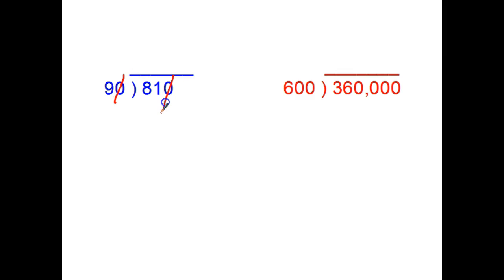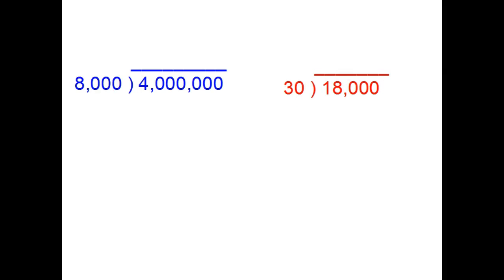1 zero inside, 1 zero outside. How many 9s in 81? What times 9 equals 81? Just a 9. Here's one where we're going to get a little trickier. 2 zeros on the outside, 2 zeros on the inside. Now, in my head, I like to think this way. What times 6 equals 36? 6. How many more zeros we got down here? 2. So I'm going to need 2 more zeros there.